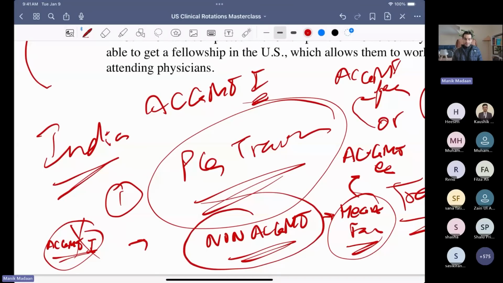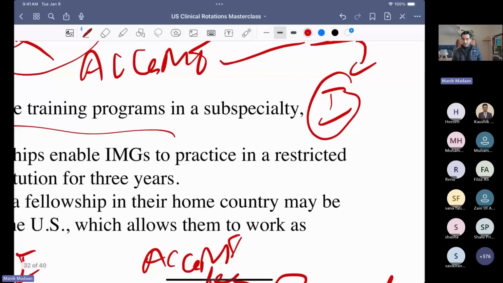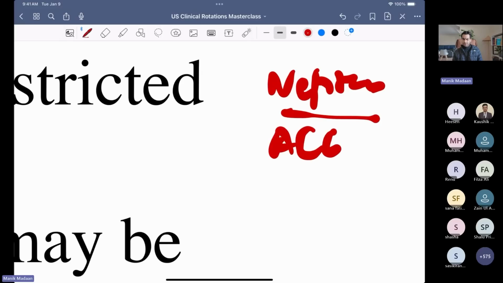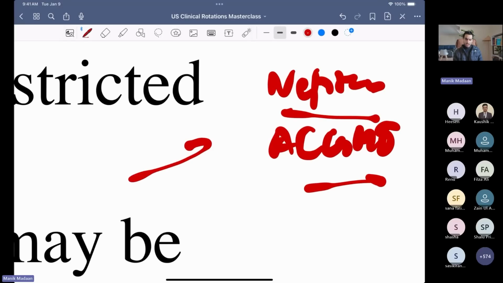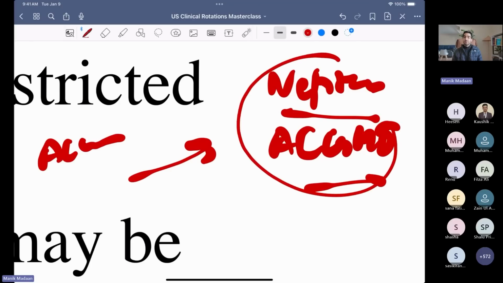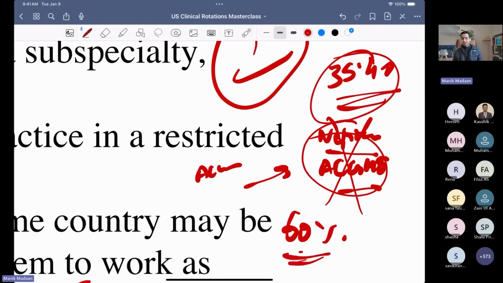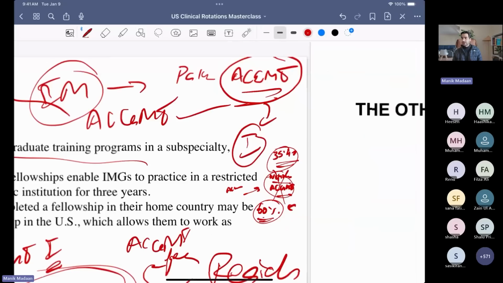The other way is something like nephrology. If you've done an internal medicine residency in your country, nephrology is an ACGME accredited fellowship. But even people from countries that are not ACGME accredited can apply for nephro because it's non-competitive. The fill rate for nephro is super low, like 35% to 40%, so they have 60% of seats vacant. Even if you're not from an ACGME accredited country, you can still get in because they want to fill the vacancies. So that's a way to get into the US.